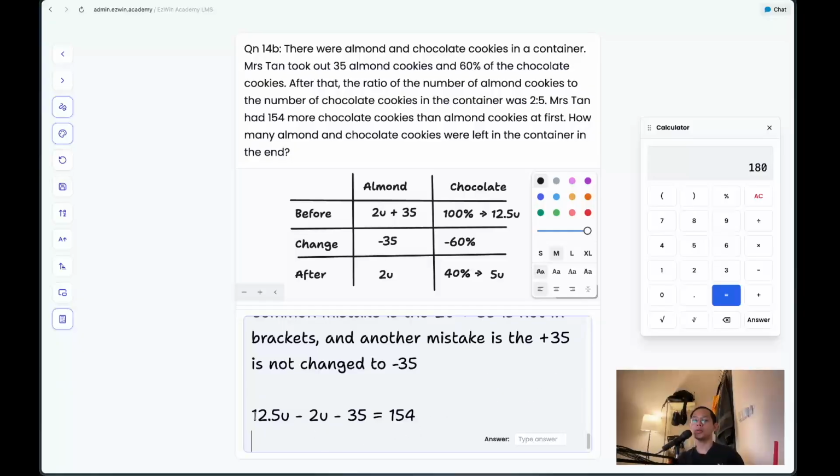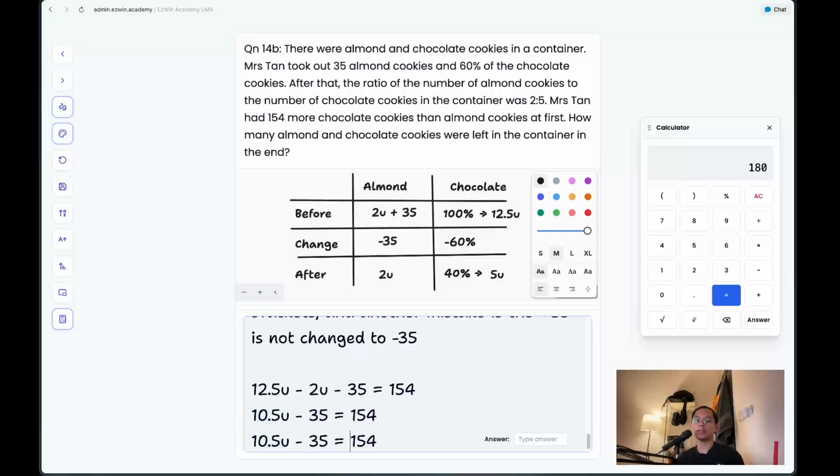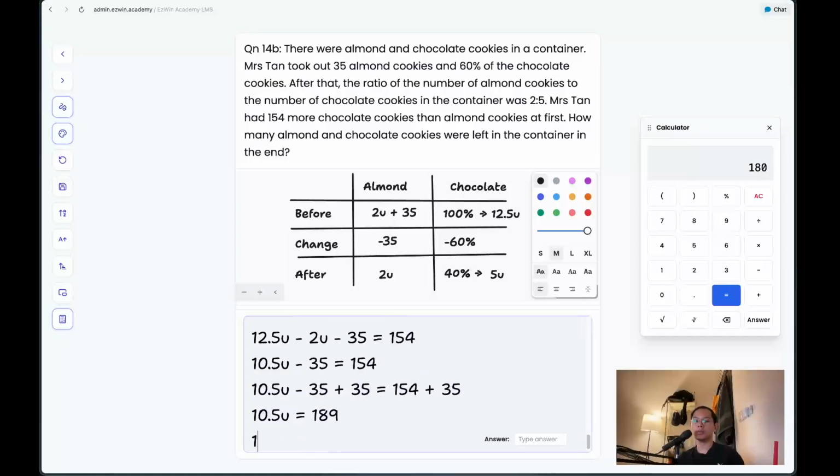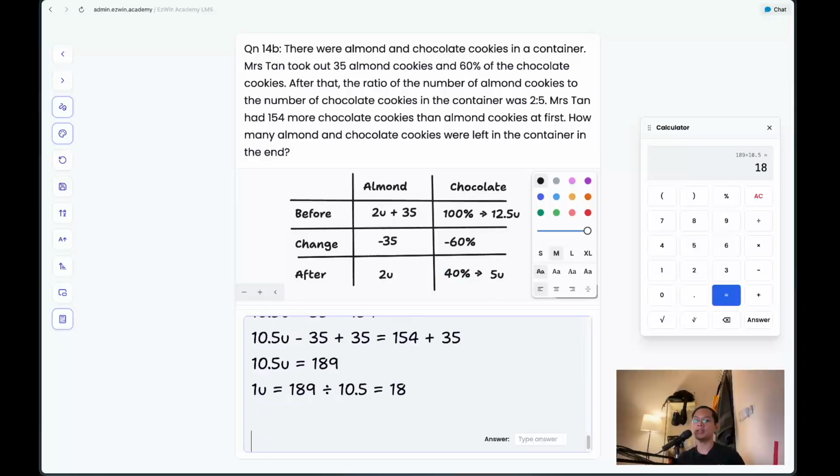Okay, so 12.5 units minus 2 units will be 10.5 units minus 35 equal to 154. We add 35 on both sides. So that means this will be 10.5 units equal to 189. Then 1 unit would be equal to 189 divided by 10.5. Use the calculator and this will become 18.